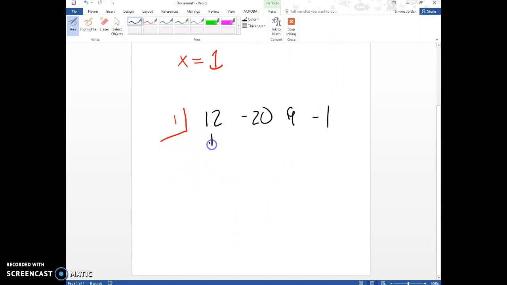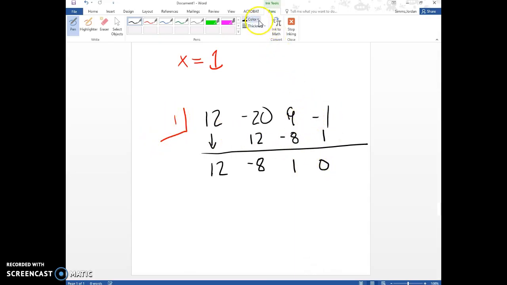Now we synthetically divide. I'm going to drop the 12 down and I multiply. 1 times 12 is 12, and then I add this column right here. So negative 20 plus 12 is going to give me minus 8, and now I repeat the process. 1 times negative 8 is negative 8. When I sum, that's 1. 1 times 1 is 1, and I get a 0.